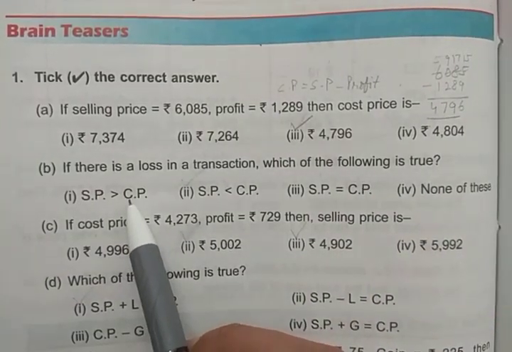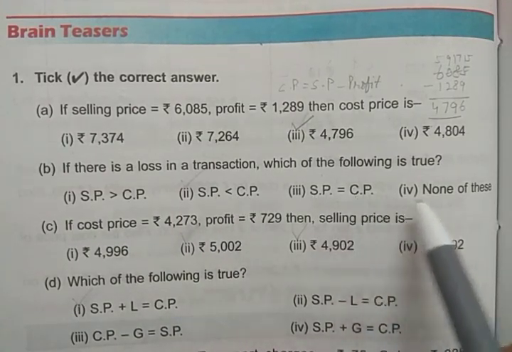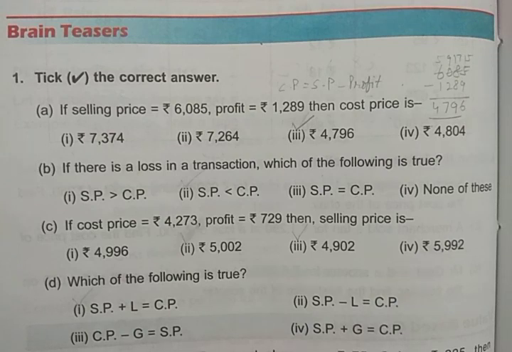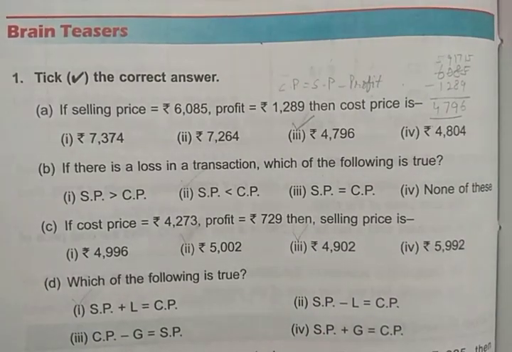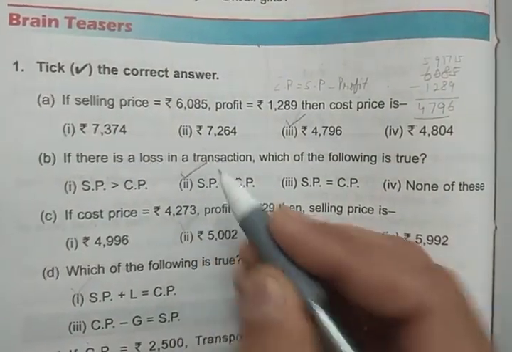If there is a loss in a transaction, which of the following is true? Selling price is greater than cost price, selling price is less than cost price, selling price is equal to cost price, or none of these. So you know that if there is a loss, that means selling price is less than cost price, because the person has sold it for less than what he bought it for. Then only there is a loss. So selling price is less than cost price. This is the correct option.